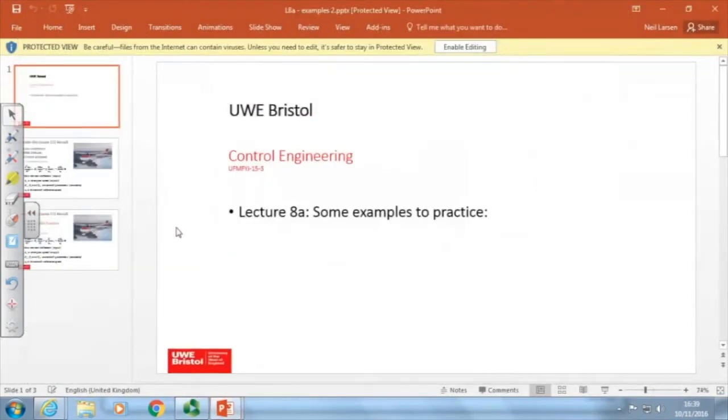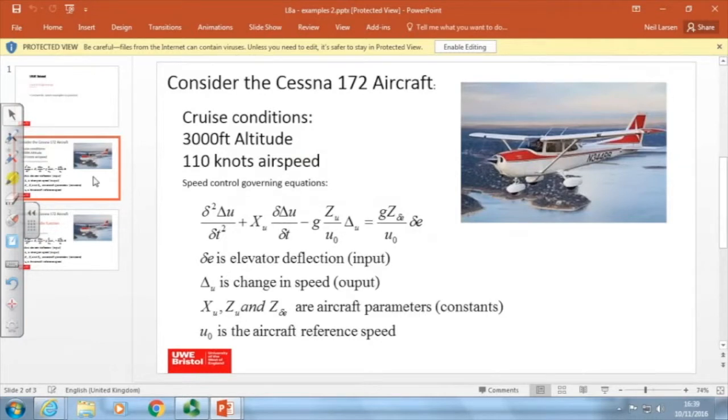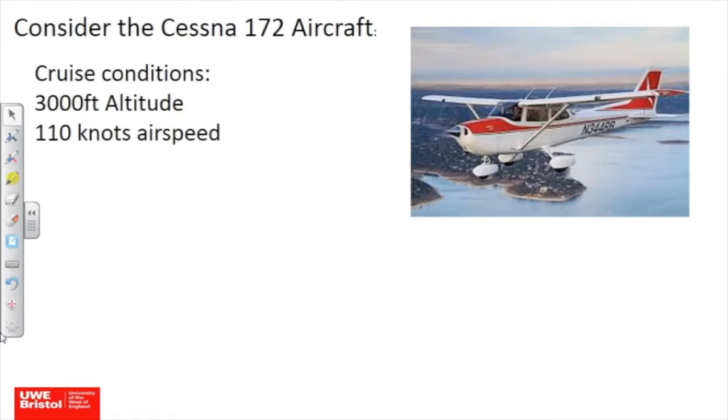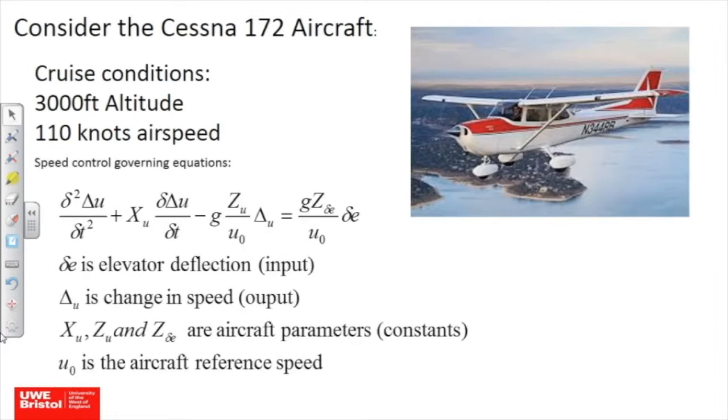If you look in that one, I know there are no aerospace students in this room, but I couldn't help myself. That's a Cessna 172 apparently, and its cruise conditions are 110 knots of airspeed at 3,000 feet of altitude, and when it's there, it's governed by that equation, or some bits of its flight are governed by that. Okay. What on earth is that?